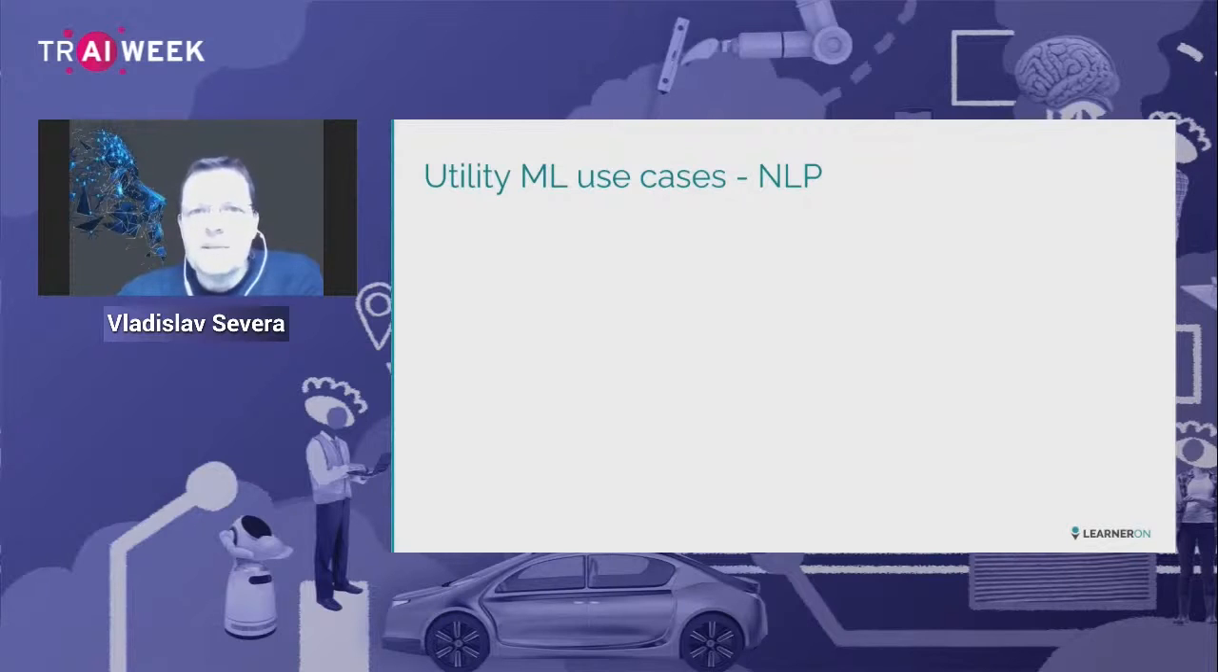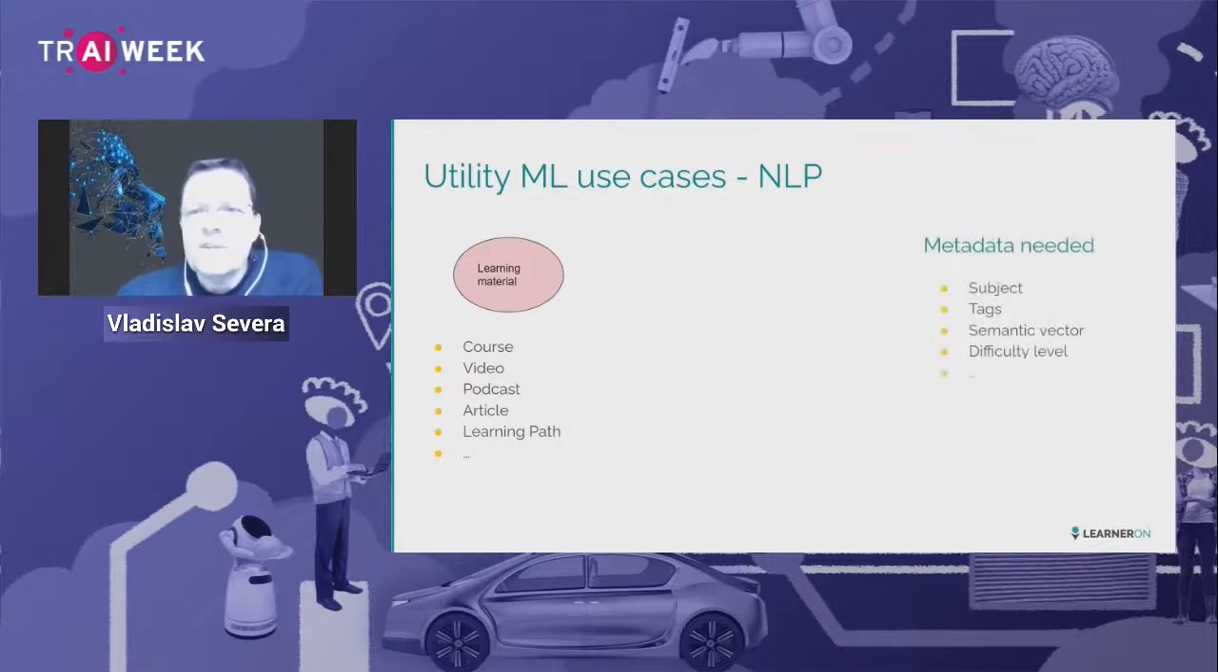And the very first example is actually utilization of natural language processing. So imagine what a typical learning item may mean. If that's an online learning material, it can have some of the forms like course, video, podcast, or learning path, or article, or a couple more. And what we need to get on each and every one of the learning items is a couple of essential metadata items, like on what subject the learning material is, what is its semantic vector, what is the difficulty level.